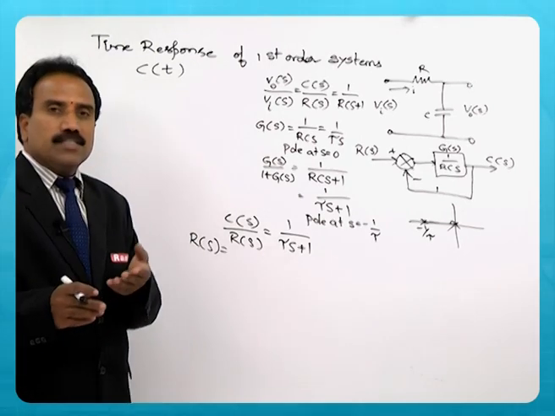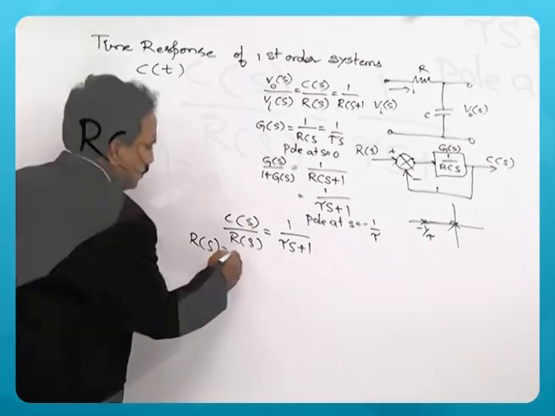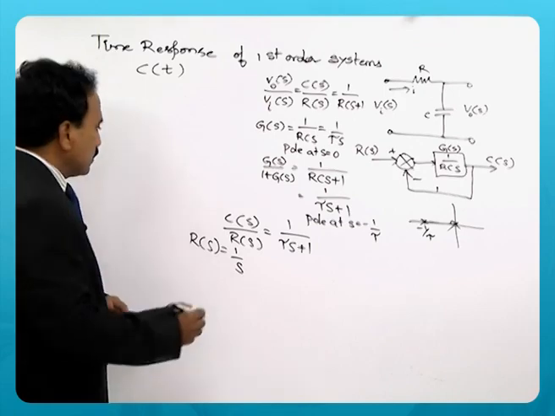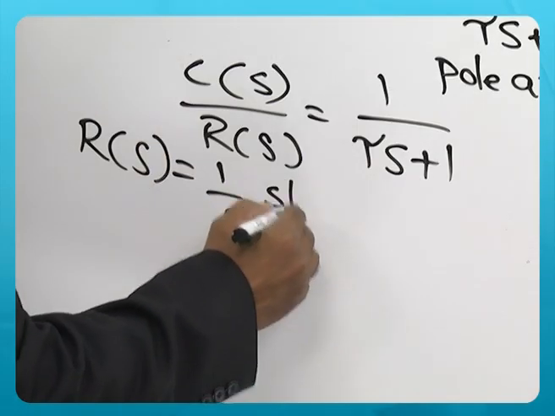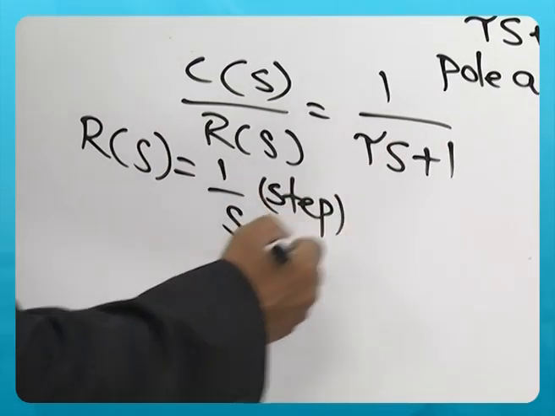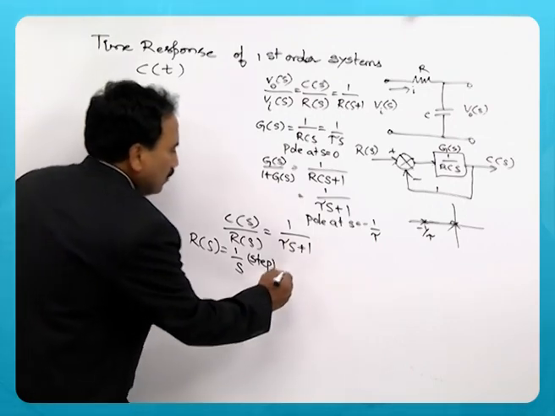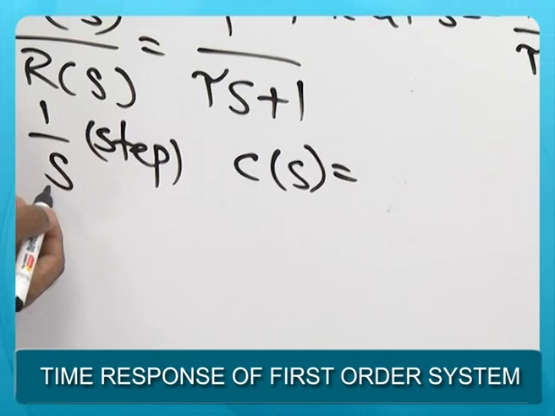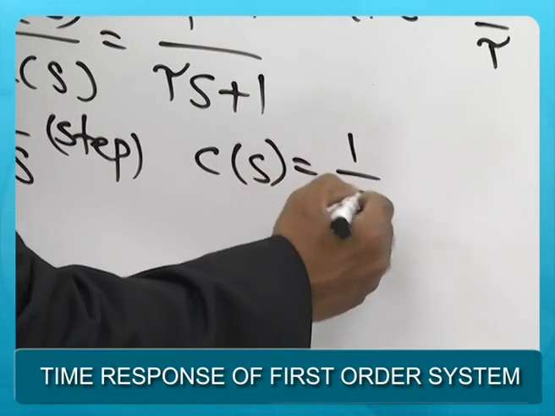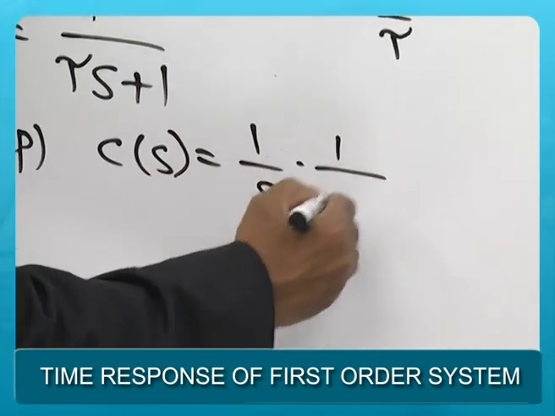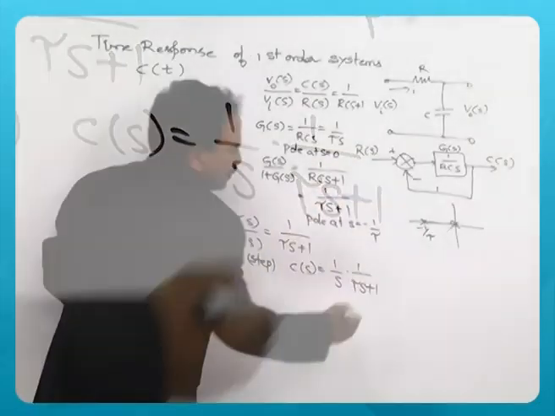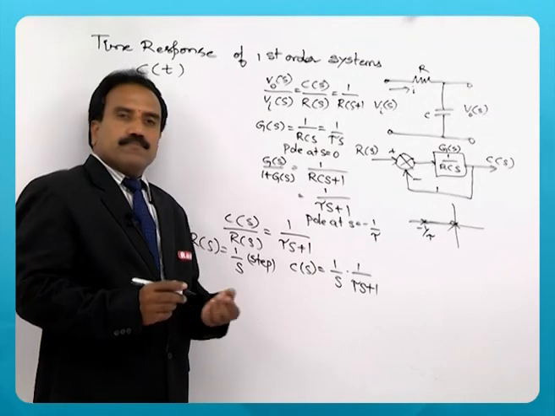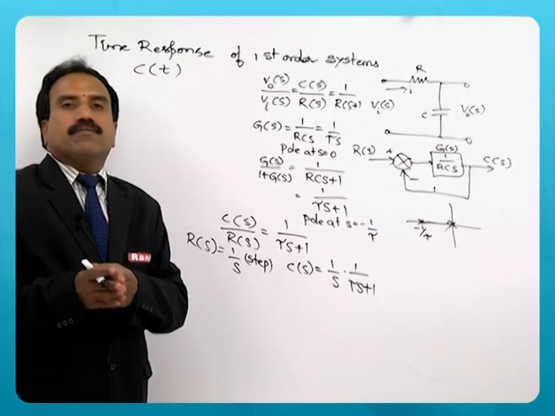So, let us consider first R of s equal to 1 by s, meaning it is a unit step signal. For this, what is C of s? You get C of s equal to R of s, which is 1 by s, times 1 by tau s plus 1. Now, this is C of s. So, I need to get C of t.